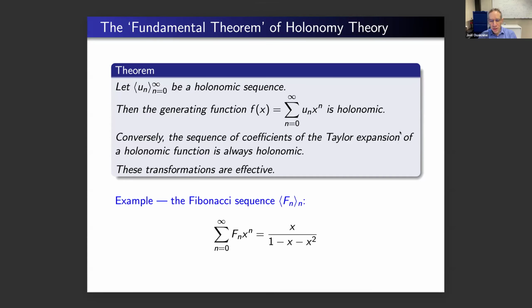So, as an example, if you take the Fibonacci sequence F_n and you form the following power series, then you can verify it is equal to this rational function, which of course obeys a second order ODE, a holonomic ODE. Okay.